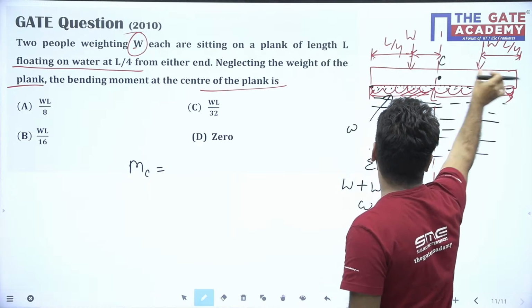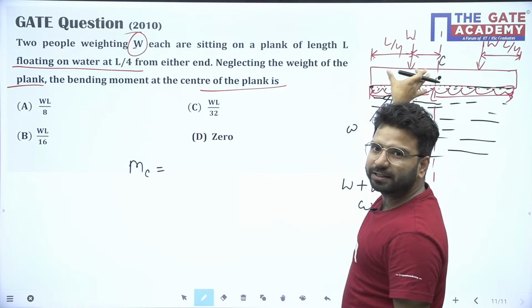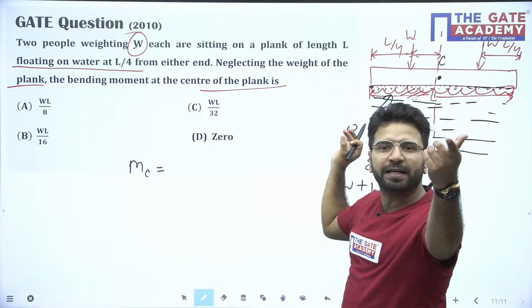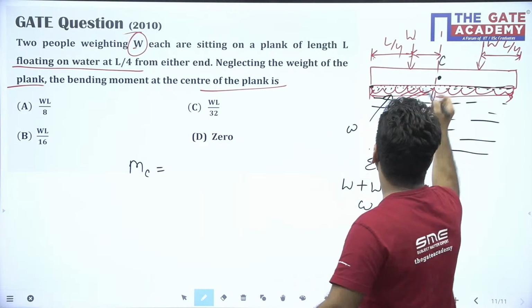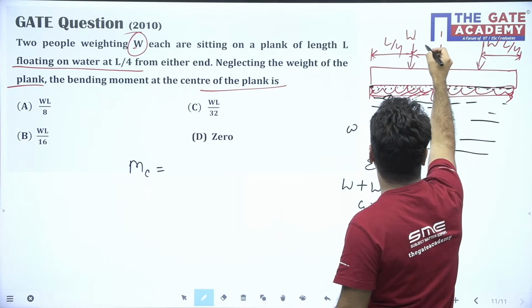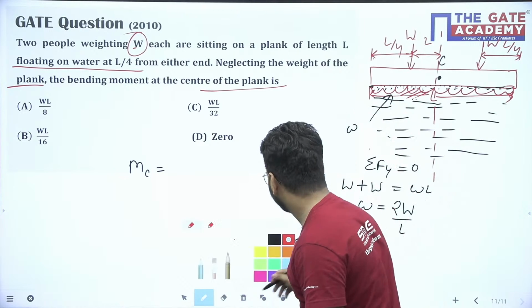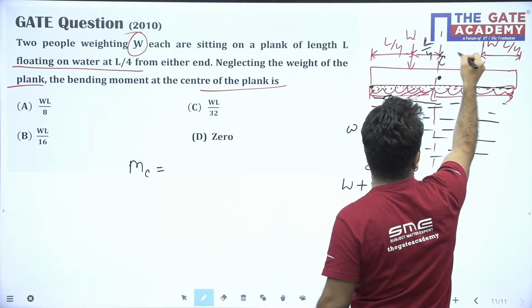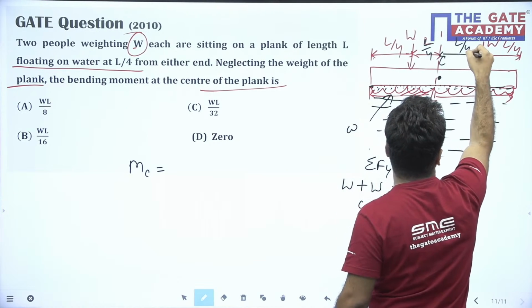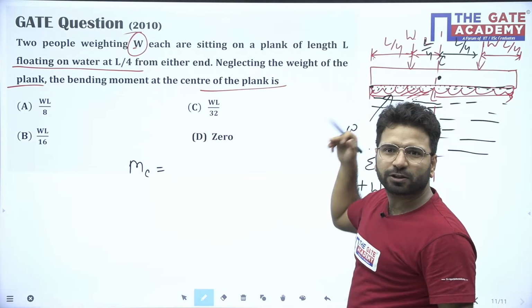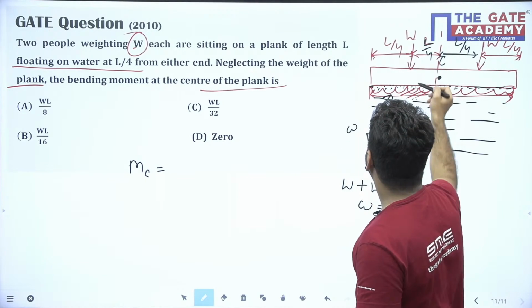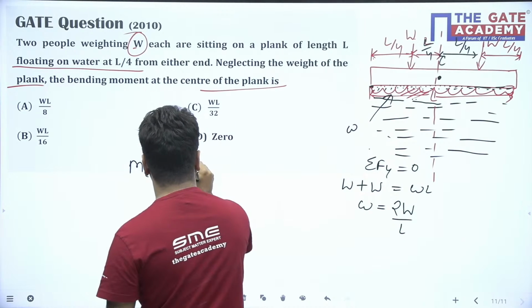What is this distance? This is L by 4. What will be this? Total length is L, L minus L by 4, L by 4. How much remains? L by 2. So this distance will be half of L by 2, so this will be L by 4, yes or no? This length will be L by 4, and this will be L by 4, yes or no? So the bending moment due to this W will be W into L by 4.